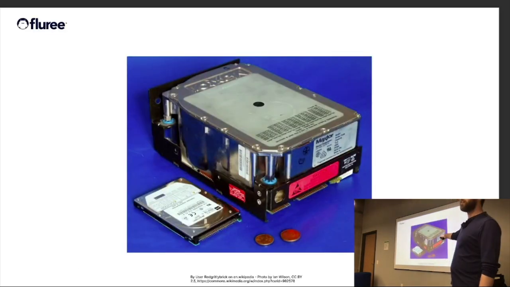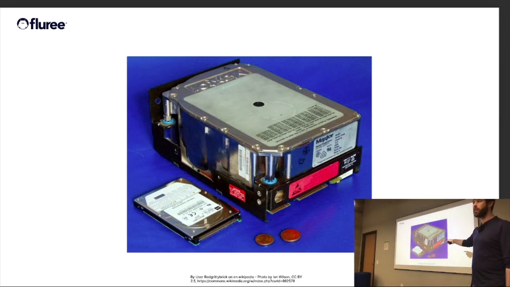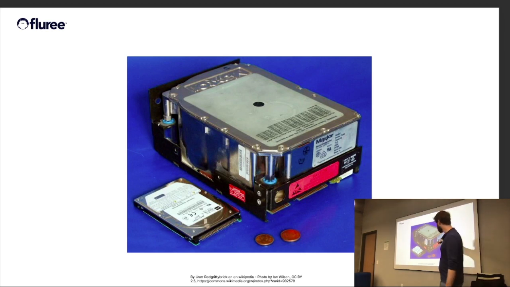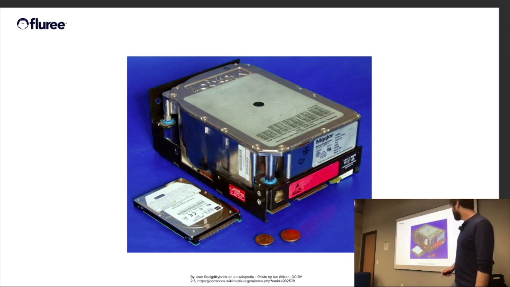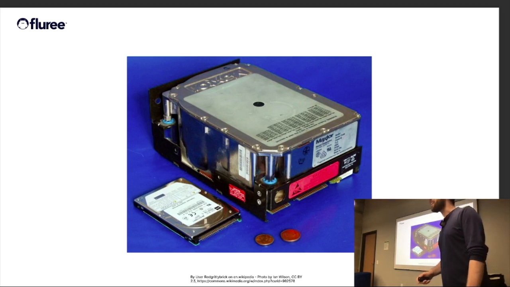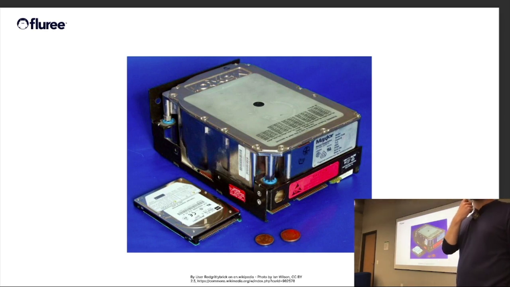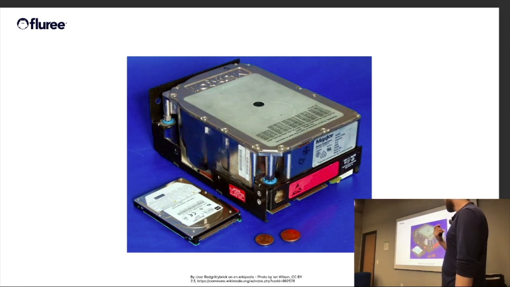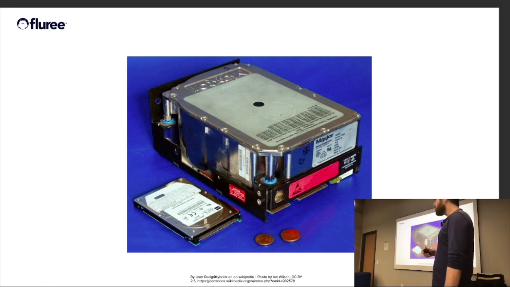This is the very first 5.25-inch hard drive. This one. It came out in 1980. It cost $1,500 at the time, which was about $5,500 in today's dollars. And it could store 5 megabytes of data, which is not much.